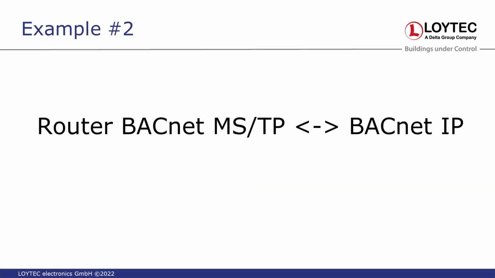Example number 2. Selected LOYTEC devices can concurrently communicate via BACnet MSTP and BACnet IP. When both of these ports are activated, they automatically also act as a router between MSTP and IP. We're now taking a look what problem in this regard can occur in the network and how to solve it.